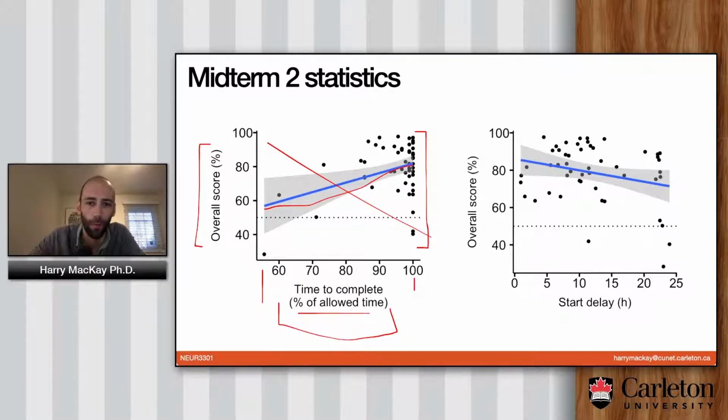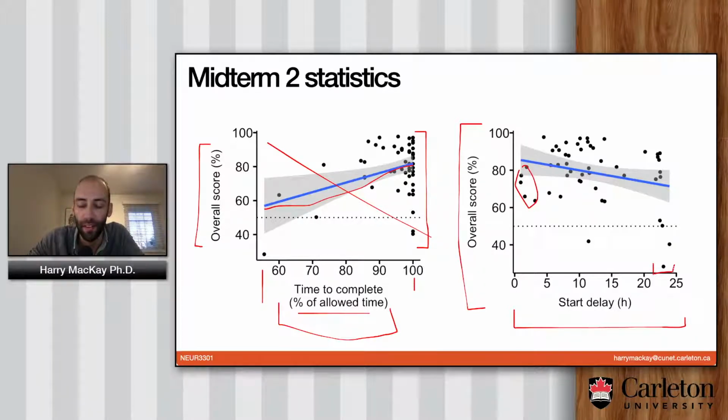So, we'll see. And then over here we have your exam score plotted against how long you waited before starting. So if your start delay was 0 hours, it means you started the exam at 8 a.m. on Monday. And if it was 24 hours, it means you started the exam basically at the last possible minute. And you can see here that there's a bit of a negative correlation. So people who waited longer to start the exam didn't tend to do as well as people who started earlier.